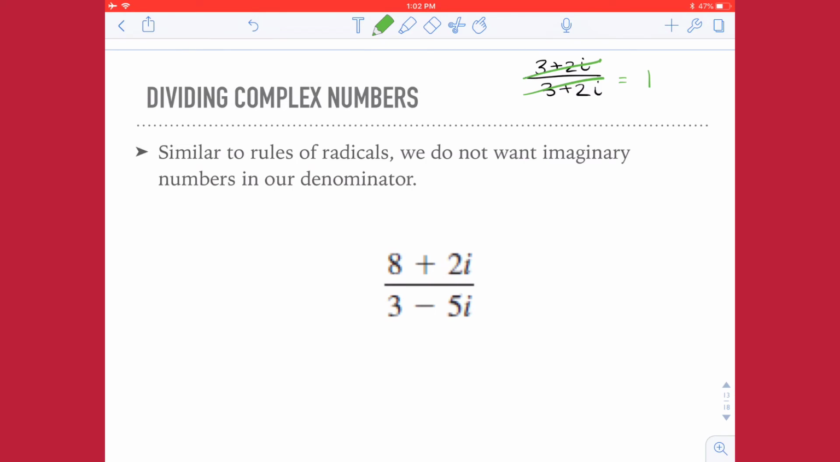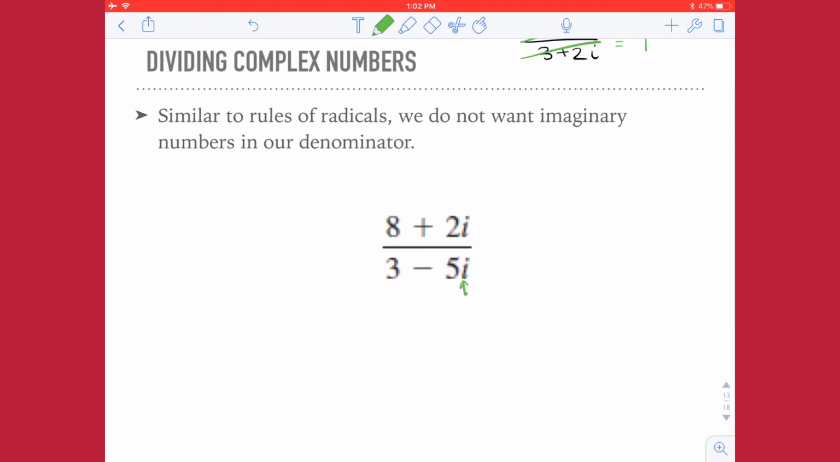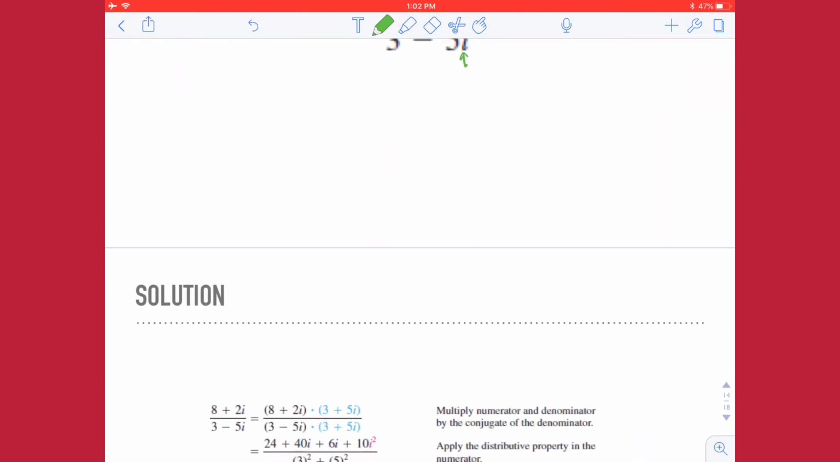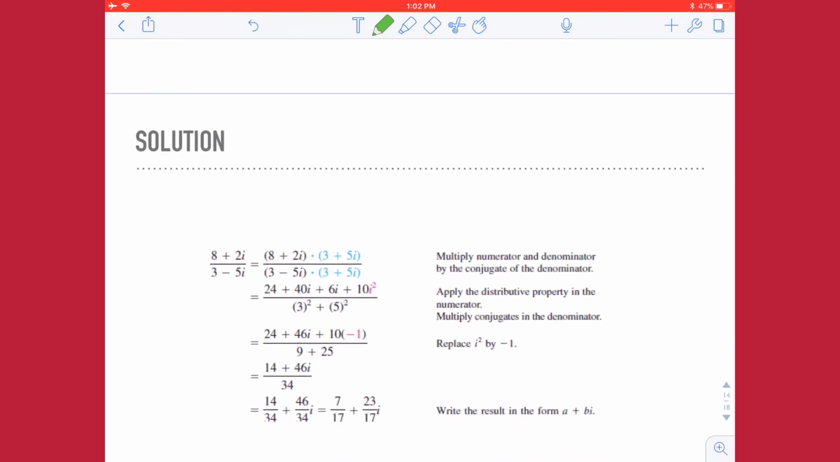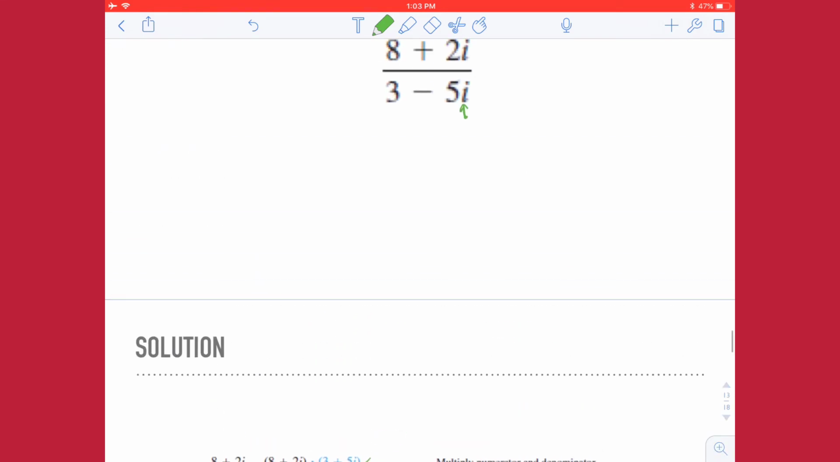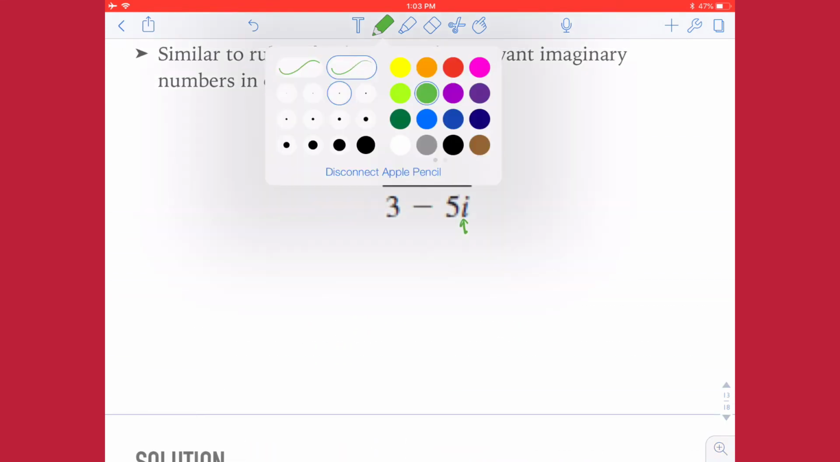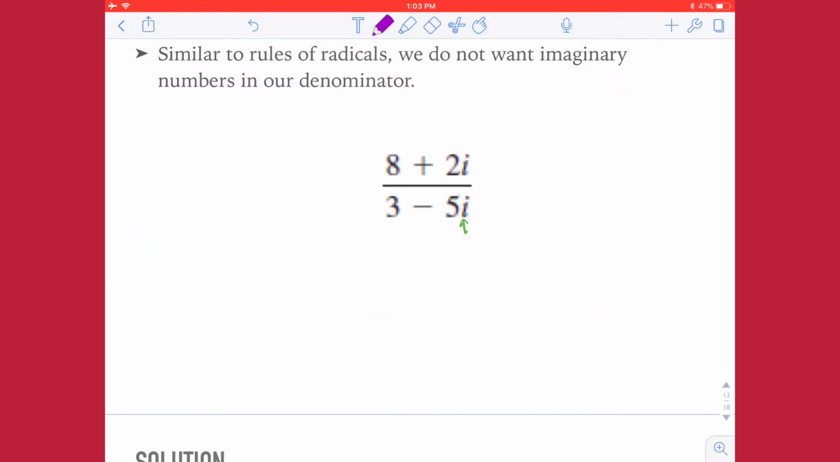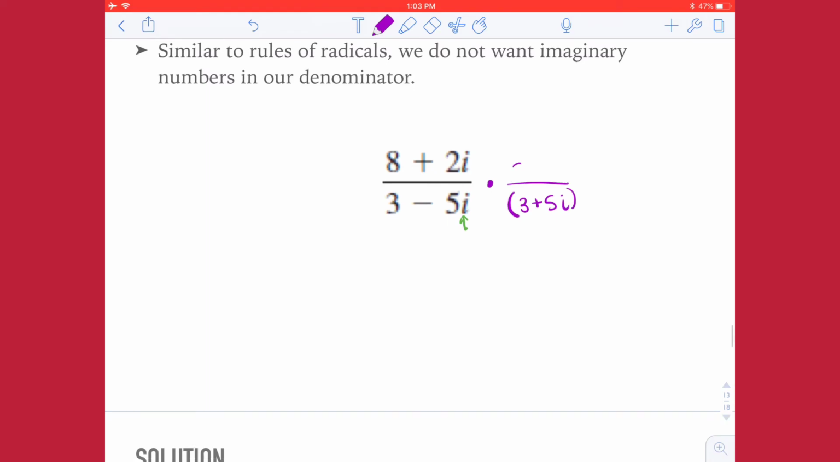Okay. Now, when I am working with complex numbers, similar to the rules of radicals, we don't want imaginary values in our denominator, so we want to go ahead and get rid of those, and that's why we discussed the concept of complex conjugates. So if I multiply the denominator by its conjugate, as you see I've done here in blue, and if I do it to the bottom, I have to do it to the top, I am able to get rid of i in my denominator. So I'm going to go ahead and work this out for you. So let's do purple. I'm going to multiply by the conjugate, 3 plus 5i, in top and in bottom.